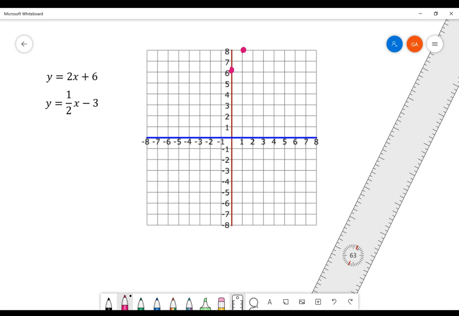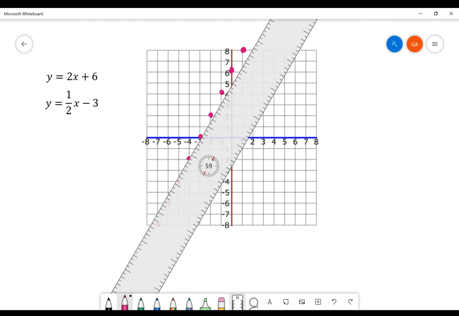I'm at the end of the graph, so I can go back to my starting point and repeat that, but going the opposite direction. So I could go down 2, left 1. And I'm going to continue doing that until I run off the grid. Down 2, left 1, and so on. So if I use my handy little ruler here, I can get my line on my paper.